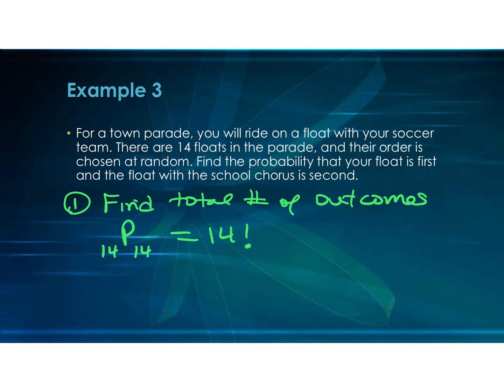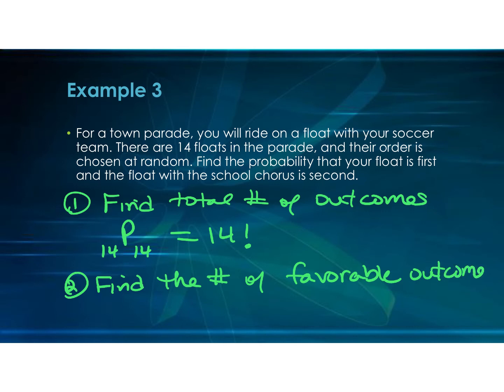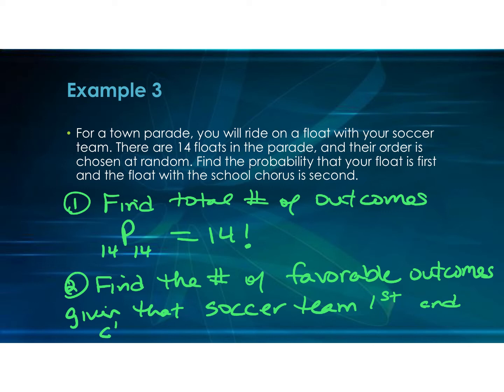Then step 2 is going to be to find the favorable outcomes. So we're going to find the number of favorable, because remember, probability is favorable over total. So we're going to find the number of favorable outcomes given that the soccer team is first, and the school chorus is second.